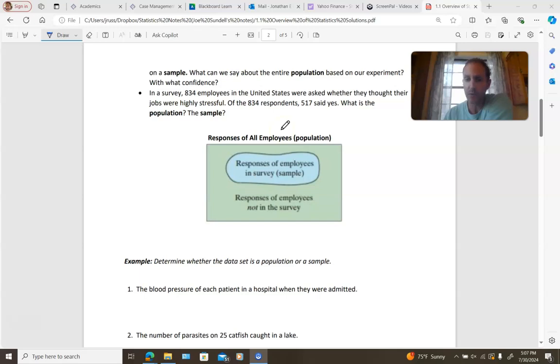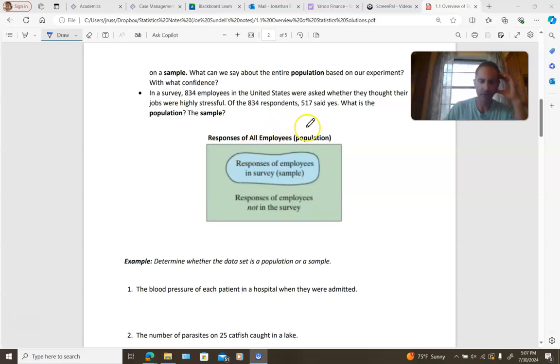But it would be impossible to poll all employees and ask them how satisfied they were with their job. So we pick out 834. And the data from those 834 employees constitutes our sample, okay? So responses of employees in the survey, that's our sample here. And then outside of this subset, we have the responses of all the other employees. Well, we don't know what they are. But if we did, together that would make up the population, okay?